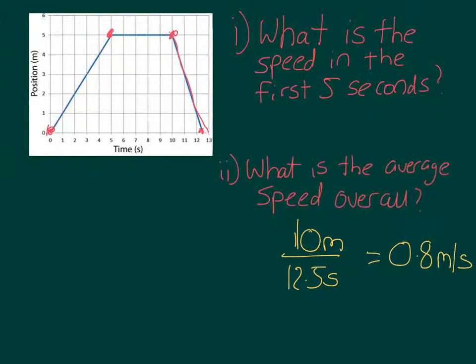Doesn't mean we travelled 0.8 meters per second for the whole time. That was our average speed over the whole 12.5 seconds. So hopefully you now know how to use linear graphs to find the speed, which is a rate.